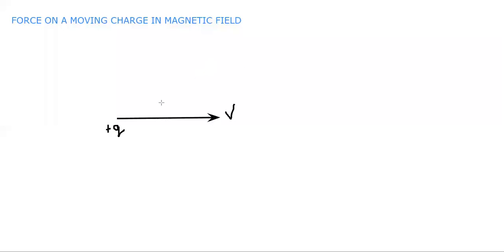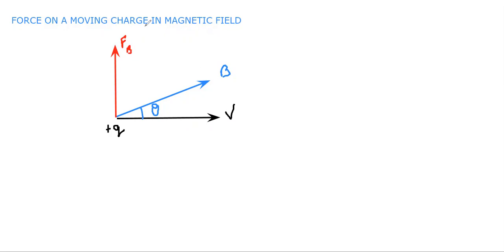Let us take the magnitude of the magnetic field to be B, and let us say this is the angle. Now, when a charged particle enters a magnetic field, it will experience some force. The direction of that force can be specified by the right hand rule. So, the direction of force will be this, and this is called the magnetic force, the force which is acting on a moving charge in a magnetic field.